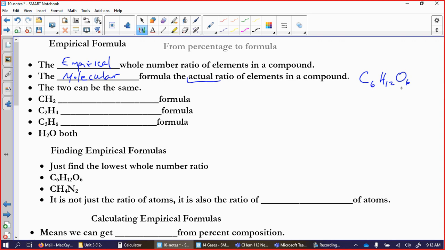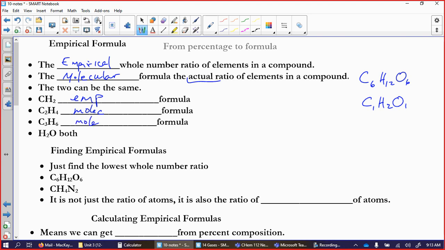But is there, in a math sense, a common factor there? Well, yeah, there's 6. So the whole number ratio is C1H2O1. That's the ratio in which they occur. CH2O is an empirical formula, it's the smallest. A particular molecular formula could have that same formula. Empirical formula is the smallest ratio.